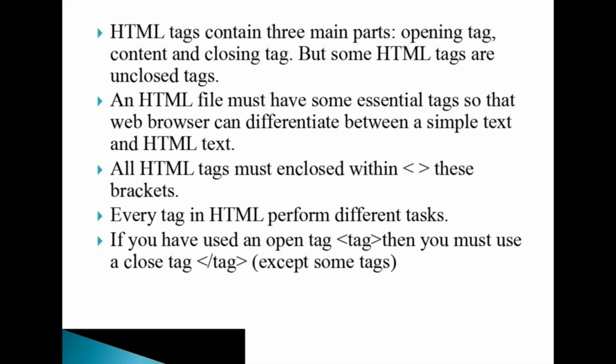An HTML file must have some essential tags so that the web browser can differentiate between simple text and HTML text. By having some essential tags, the web browser understands the simple text and the HTML tags. All HTML tags must be enclosed within angle brackets. Every tag in HTML performs a different task. If you have used an opening tag, then you must have a closing tag with a slash symbol.